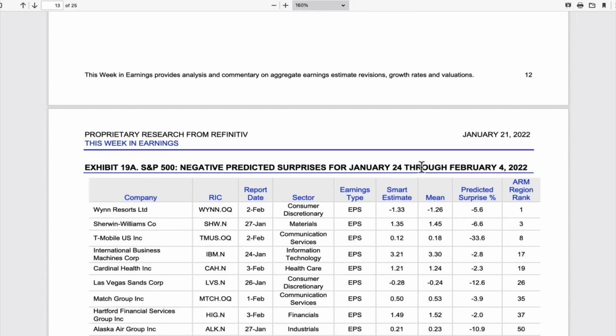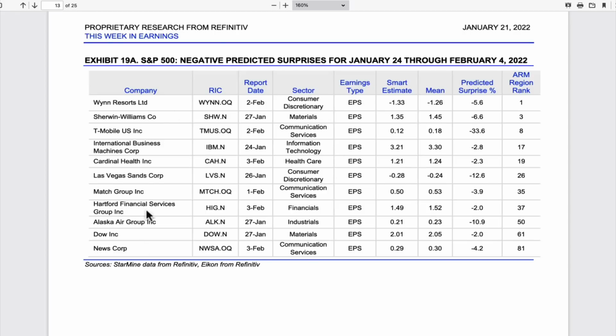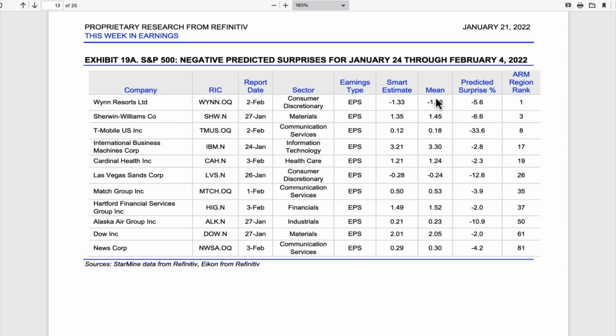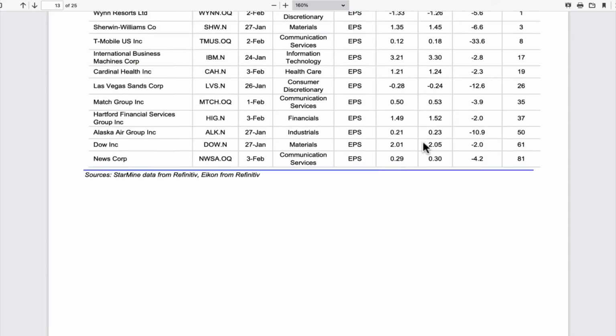As you keep scrolling down, you can get to negative predicted surprises, and these are the companies that will have negative predicted surprises. You can see here, Sherwin-Williams 1.35 versus the expectation of 1.45. So if you have any companies on this particular list, you might want to be aware that 70% of the time they're right, but 30% of the time they're wrong.